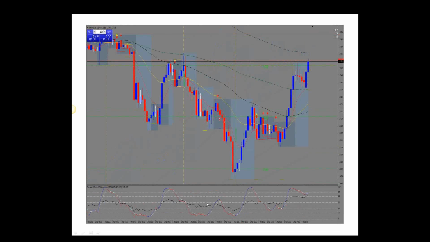There's another trade here off the 50, comes down. RSI is good. There's my entry. Boom, I'm in and I'm out.